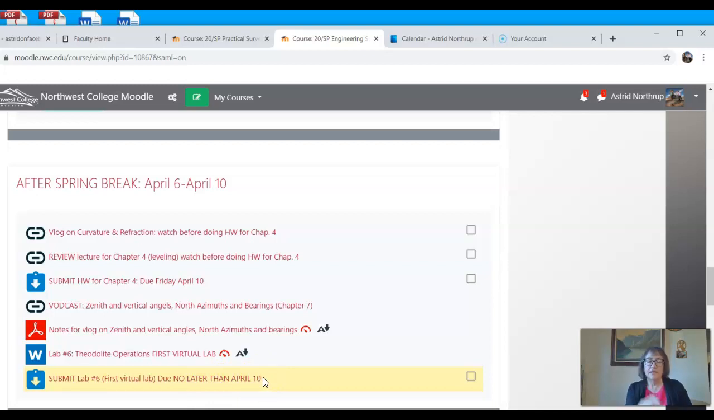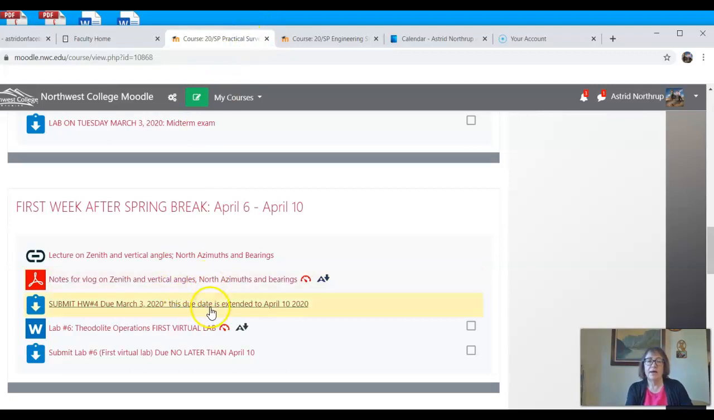So this week will be all of the stuff having to do with the theodolite. For the engineering surveyors, there is no additional homework. We did not submit our homework chapter 4, which will be submitted this week, so there's no additional homework, just this lab assignment. For the practical surveyors, you've already done some stuff with theodolites, and the homework was originally due on March 3rd. I received some of those, but not all of them, so I've extended that due date to April 10th. So everybody has a lab assignment, and both of you have a homework assignment, but they're actually from before.